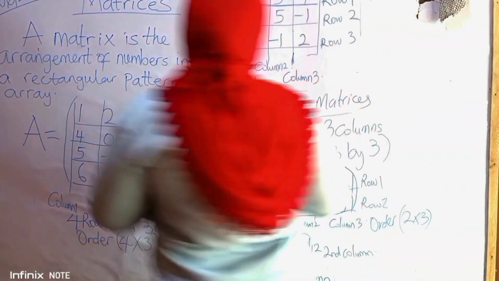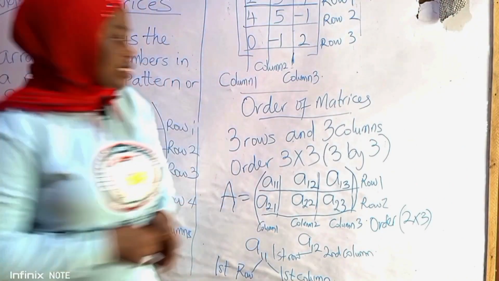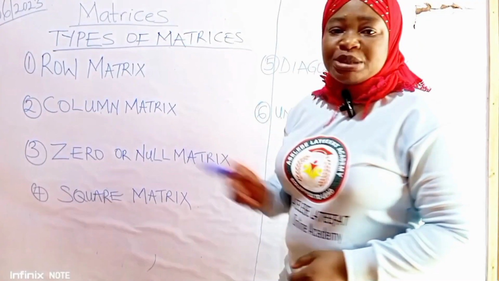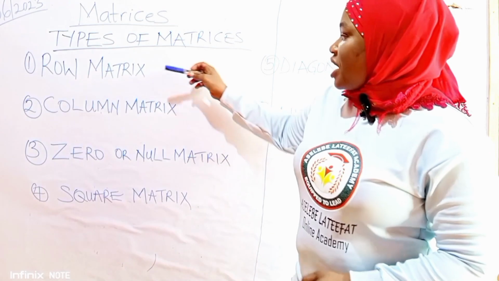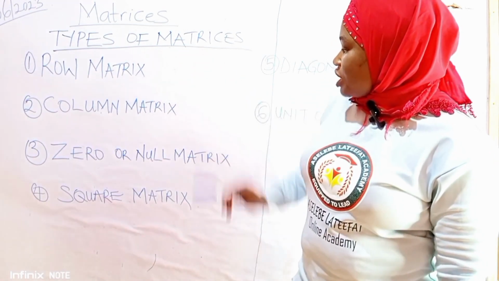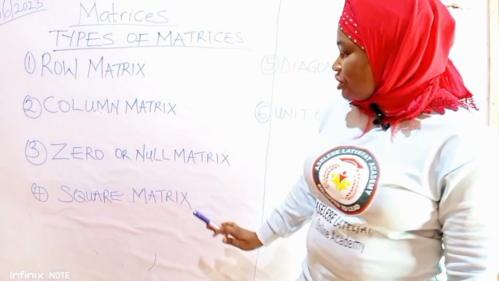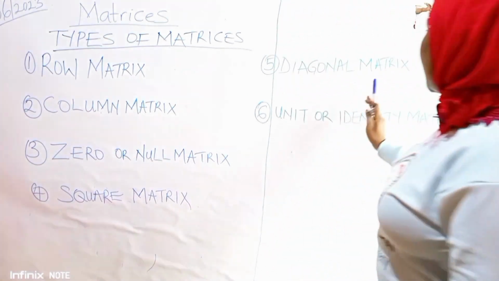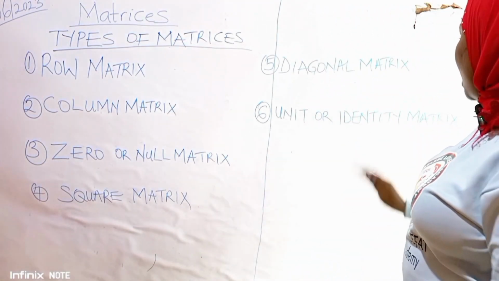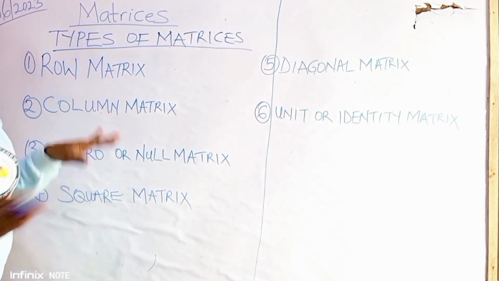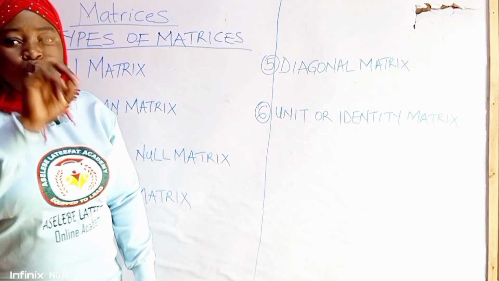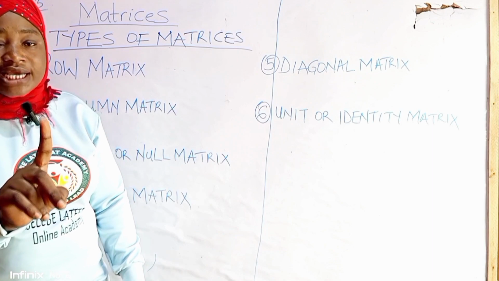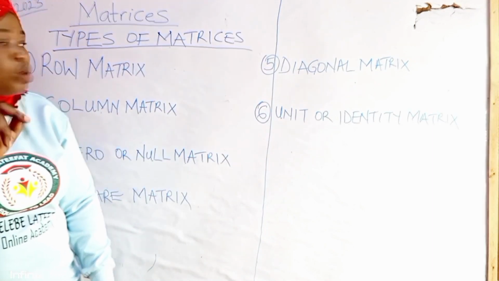Now, let's go to types of matrices. We have row matrix, column matrix, zero or null matrix, square matrix, diagonal matrix, unit or identity matrix. A matrix is said to be a row matrix if it has just one row. Yes, it has just one row.